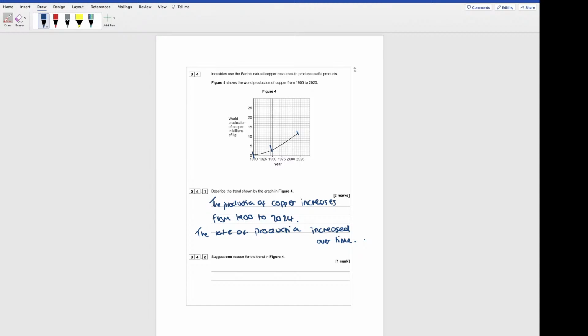It's not something that I particularly would have been led towards. I would have naturally used data to support my answer to get that second mark, but that's not what it was after. Suggest one reason for the trend in figure 4.